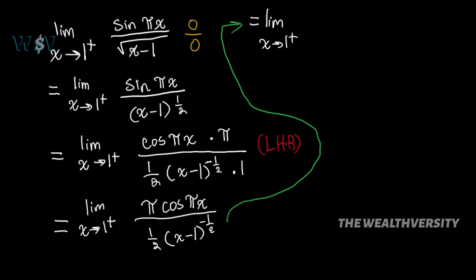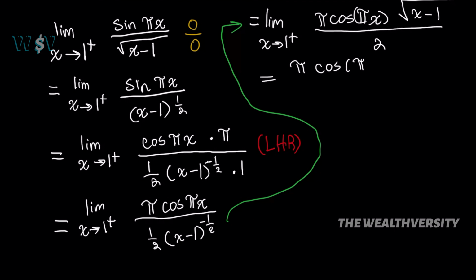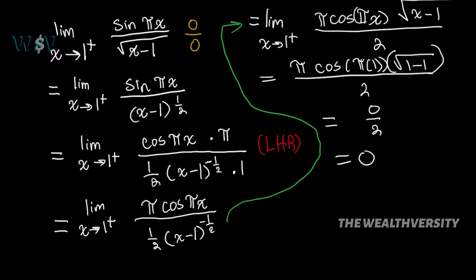which will equal the limit as x approaches 1 from the right side of pi times cos pi x times the square root of x minus 1 divided by 2. Now that we have it simplified, we sub 1 in for x, and we get 0 over 2, which means the limit is 0.